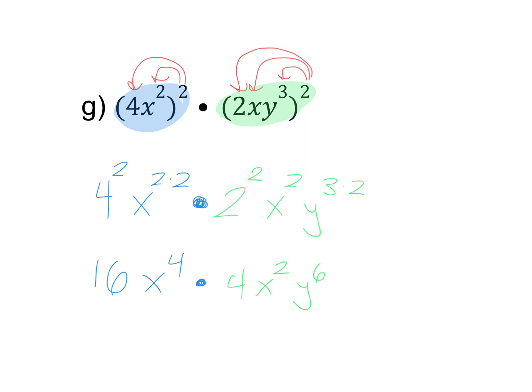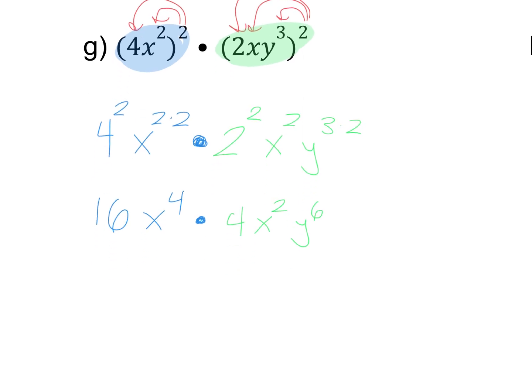Okay, so now to simplify this, we have to recall back a couple sections ago. How do we multiply variables with exponents? Remember, we add the exponents together for the same variable. So first, we need to take care of those coefficients. So 16 times 4, you can use your calculator. That will end up being 64.